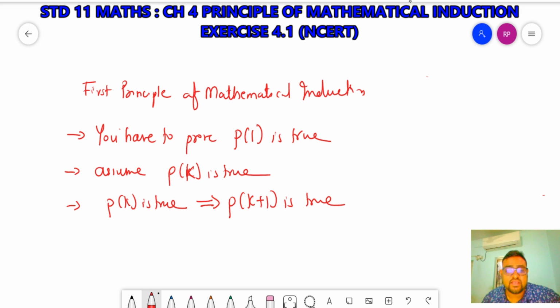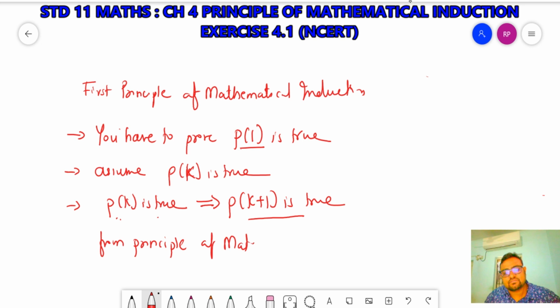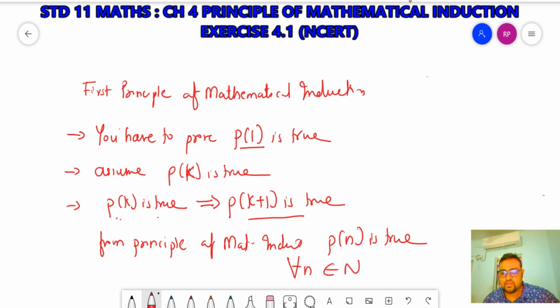Now see, P of 1 is true, you have to prove. P of K plus 1 you have to prove, but based on P of K is true. P of K is true implies P of K plus 1 is true. And the second step, P of K is true, that you have to assume. So if all these three are correct, then you can say that from principle of mathematical induction, P of n is true for every n belonging to N. Clear? So let's start with exercise 6.1.